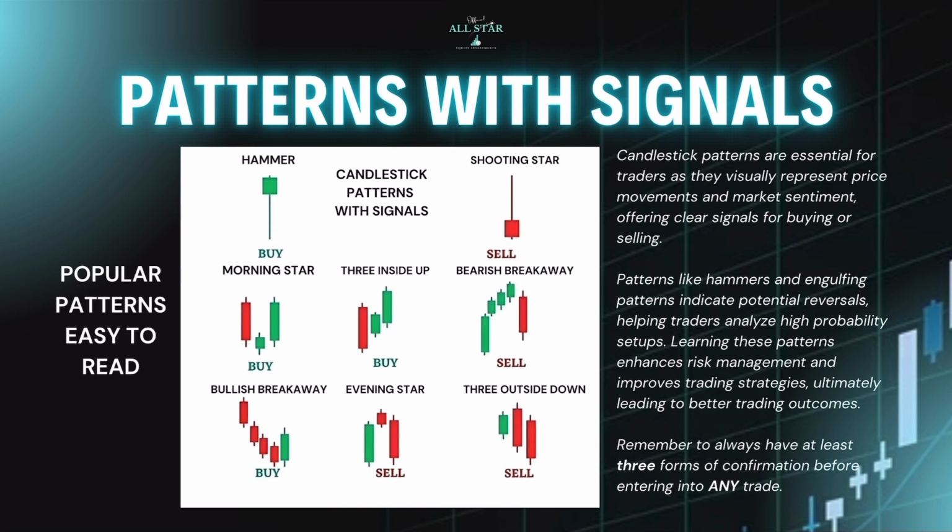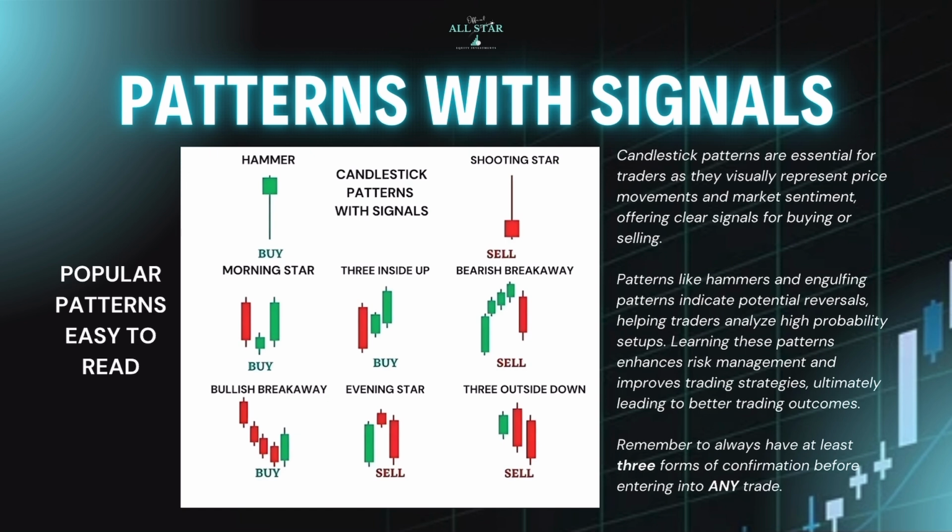Now when it comes to the evening star, the opposite of the morning star, this is a 3-candle pattern signaling a bearish reversal as well, of course. It begins with a bullish candle to start, followed by a small body candle, again based upon that indecision between buyers and sellers, and it ends with a large bearish candle signaling a downtrend.